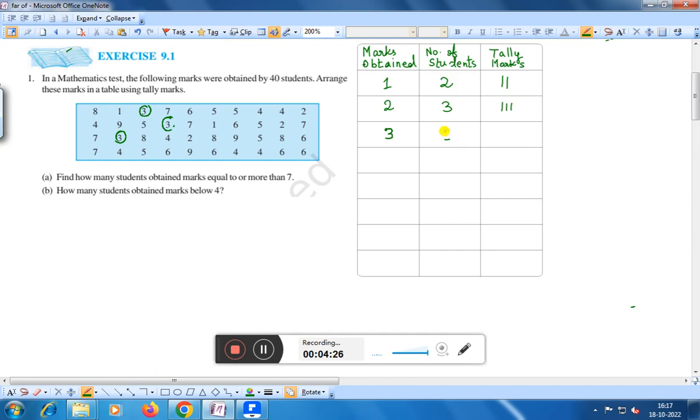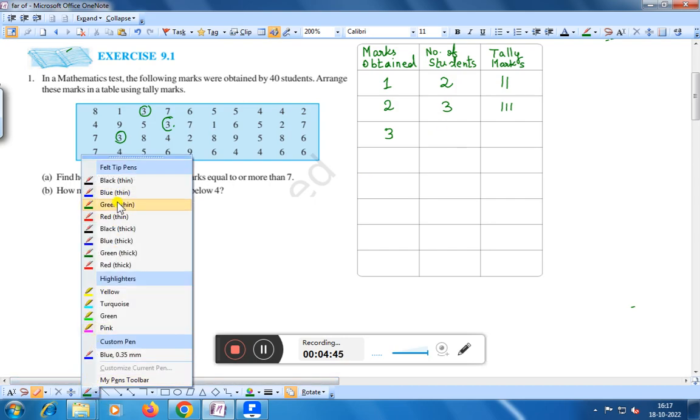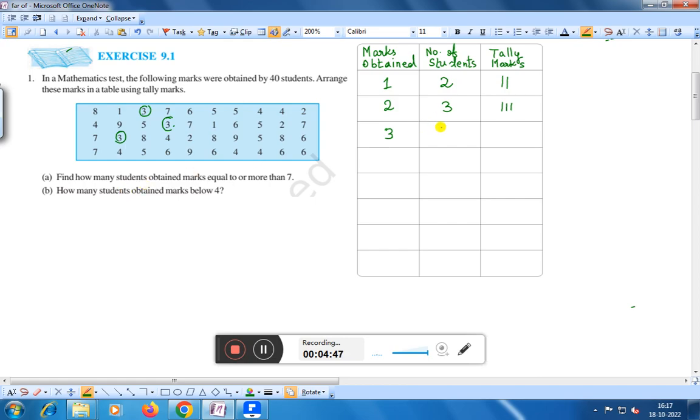Therefore, we write here as, let us rub this one. Now, this is 3. And tally marks is also 3, 1, 2, 3. Right? Now 4.